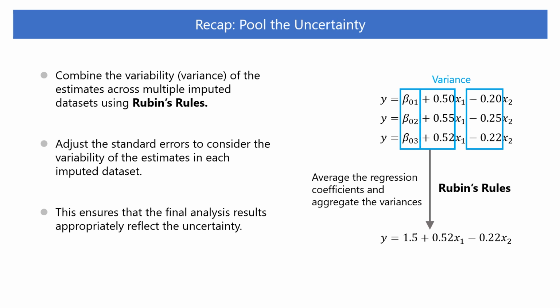Since each imputation result is slightly different, pooling their uncertainty is an important step to improve the reliability of the analysis. The calculation and combination of variances are performed using Rubin's rules. Rubin's rules aggregate the estimates and their variances from multiple imputed datasets to calculate a standard error that considers the uncertainty caused by missing data.